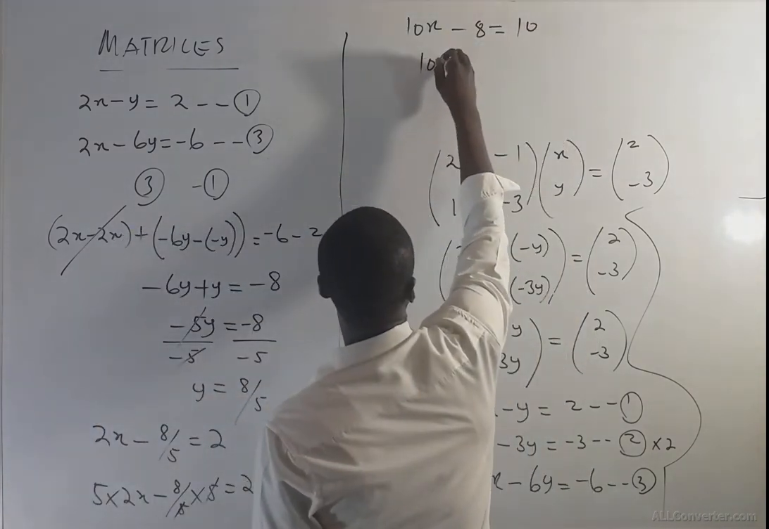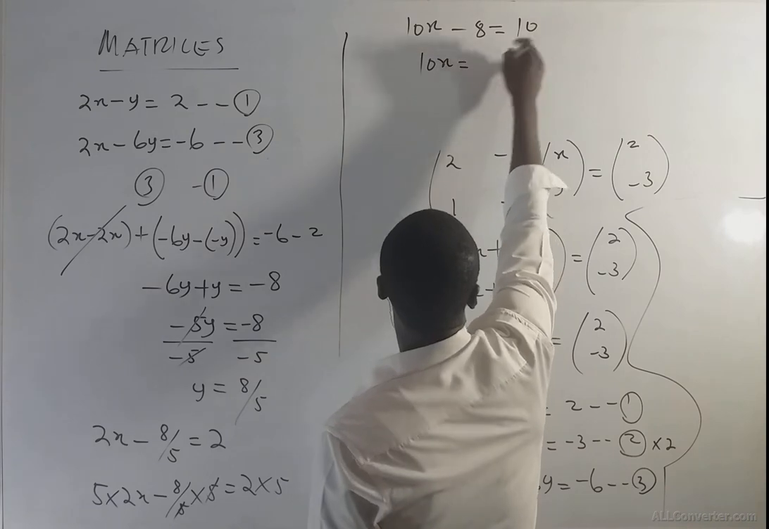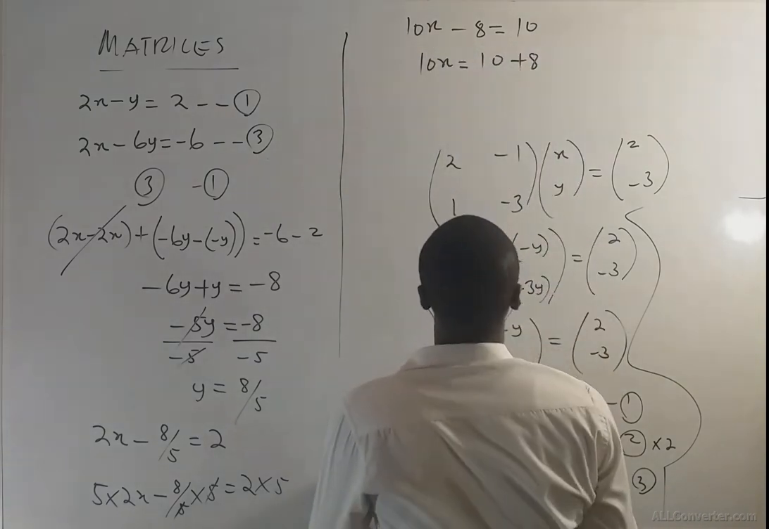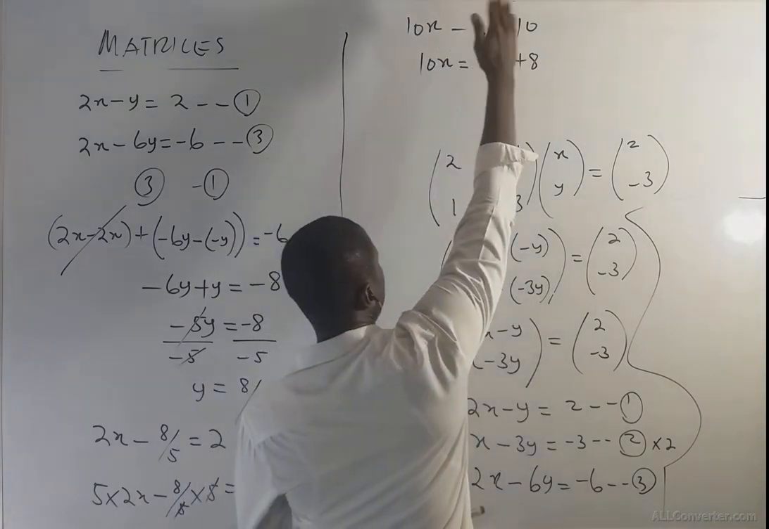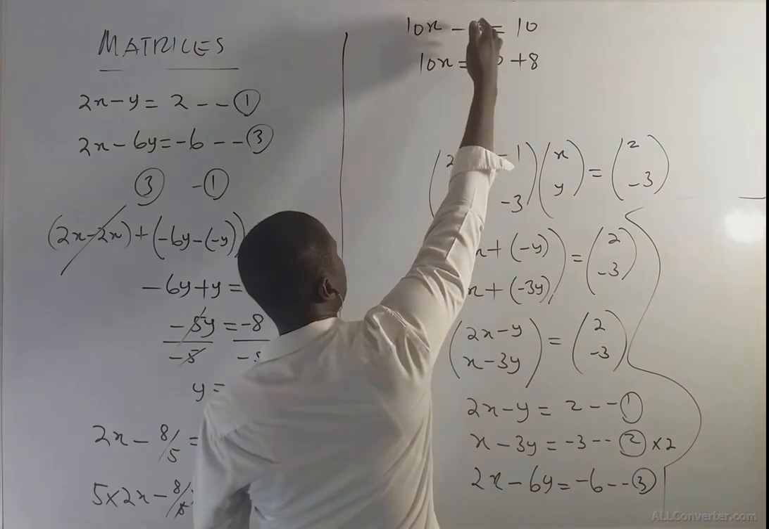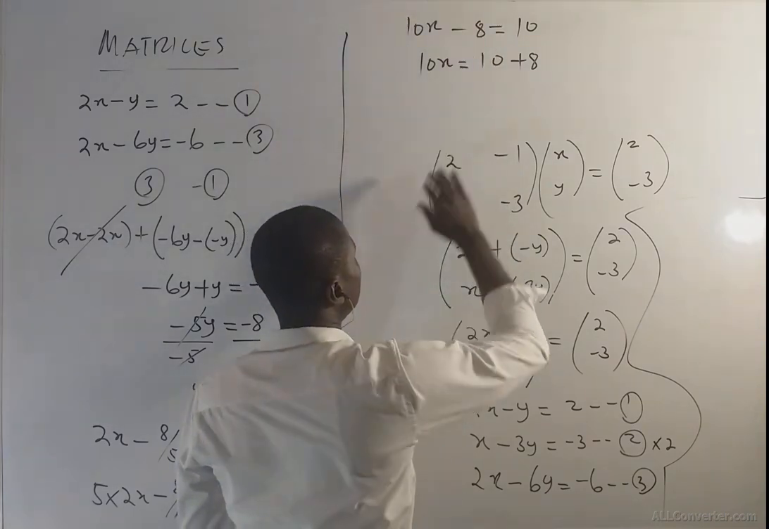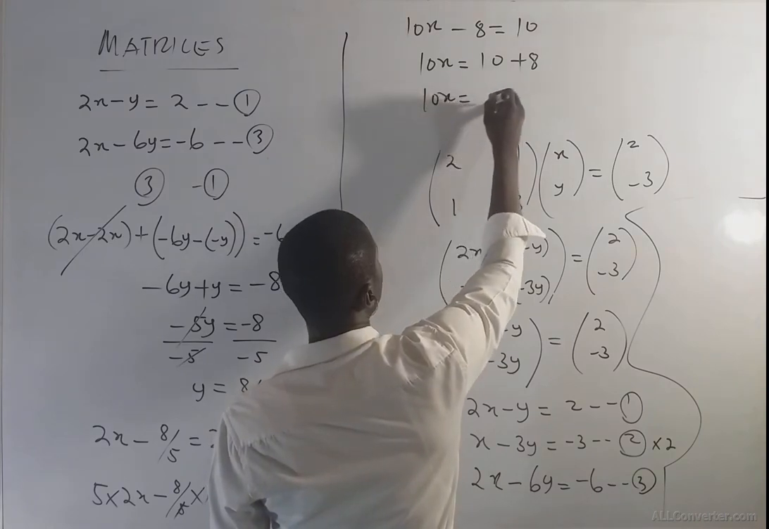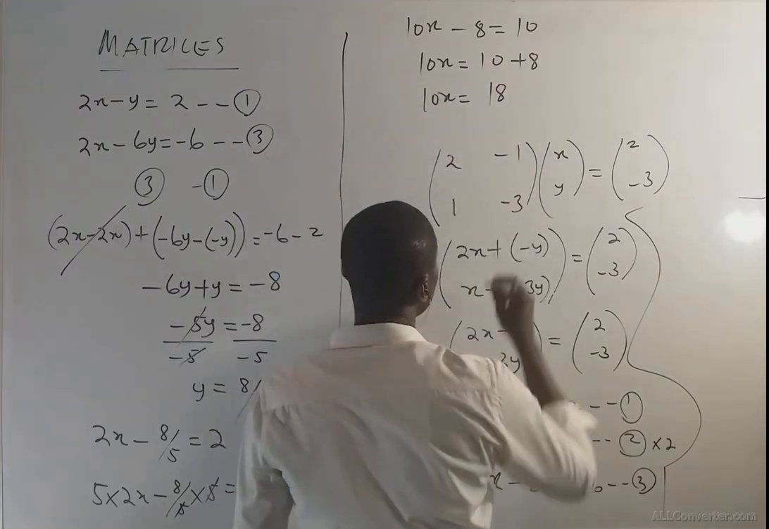Now, we have 10x here, and we have 10 on the right hand side. The minus 8 becomes plus 8. It's the same as adding 8 to the left hand side and adding 8 to the right hand side. Now when you add 8 to the left hand side, minus 8 plus 8 will be 0, and we are left with 10x. And we have 10 plus the 8. So we have 10x is equal to 18.